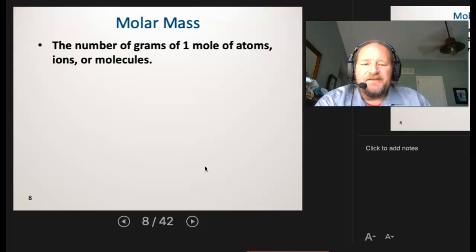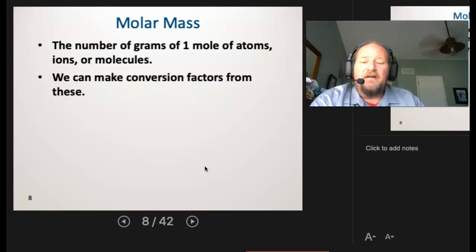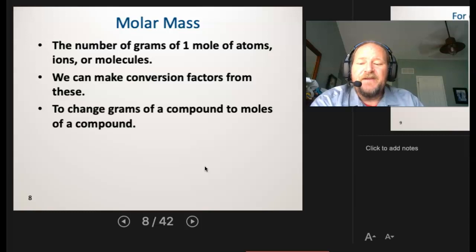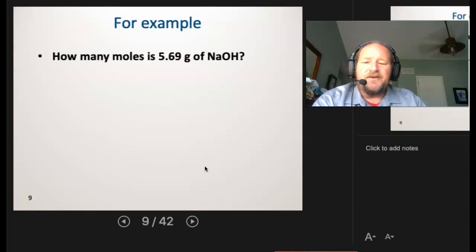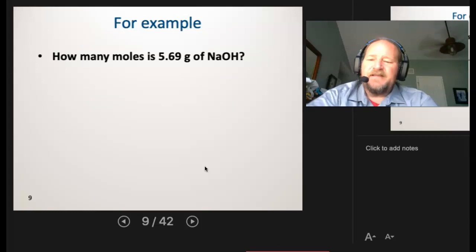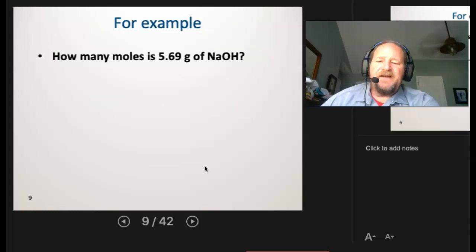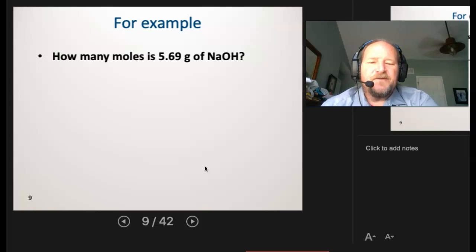So the molar mass then, just to remind you, is the number of grams in 1 mole of atoms, ions, or molecules. Now we're going to make conversion factors out of those, right? So we're going to take the molar mass. Remember, the molar mass is grams per mole from the periodic table. So to change grams of a compound to moles of a compound, your question is going to change up a little bit. It's going to look like this. How many moles is 5.69 grams of sodium hydroxide?